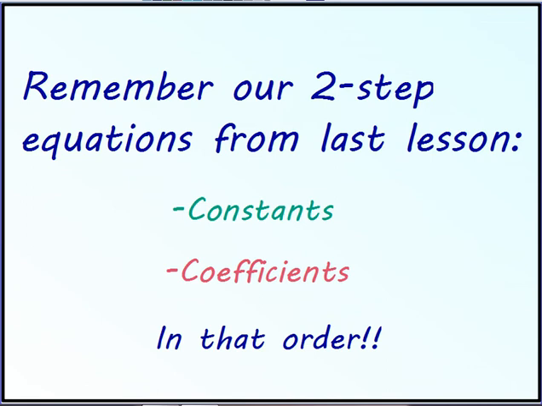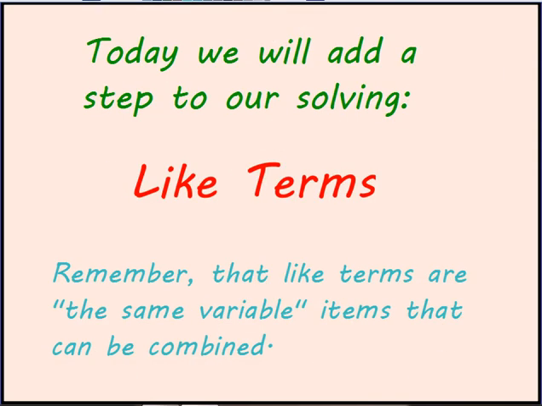I want you to remember from last time our two-step equations. Remember that we had to take care of all constants before we started thinking about any coefficients. They've got to be in that order or else we don't get the right answer. So today we're going to add a third step to solving equations called combining like terms.